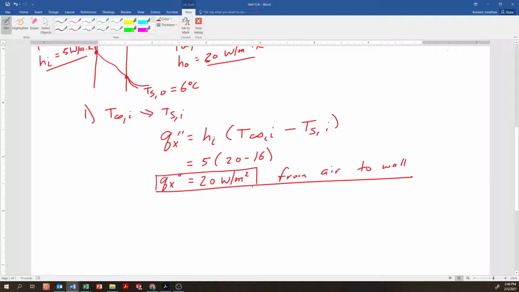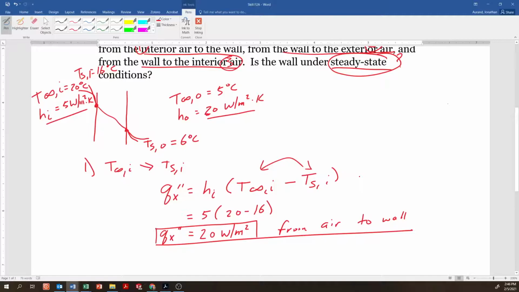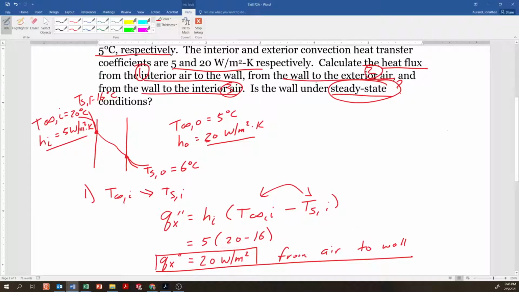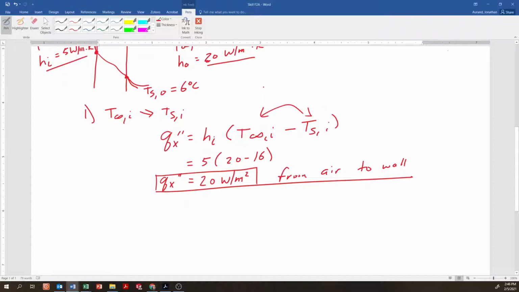Alright, pretty straightforward. If I had flipped these around, I would have found negative 20, and that would have still been from the wall to the air, so kind of vice versa. Alright, so let's see, what's number 2? We're doing the outside now, right? From the wall to the exterior air. So this is TSO to T infinity O. I still get QX double prime is HO now, times TSO minus T infinity O.